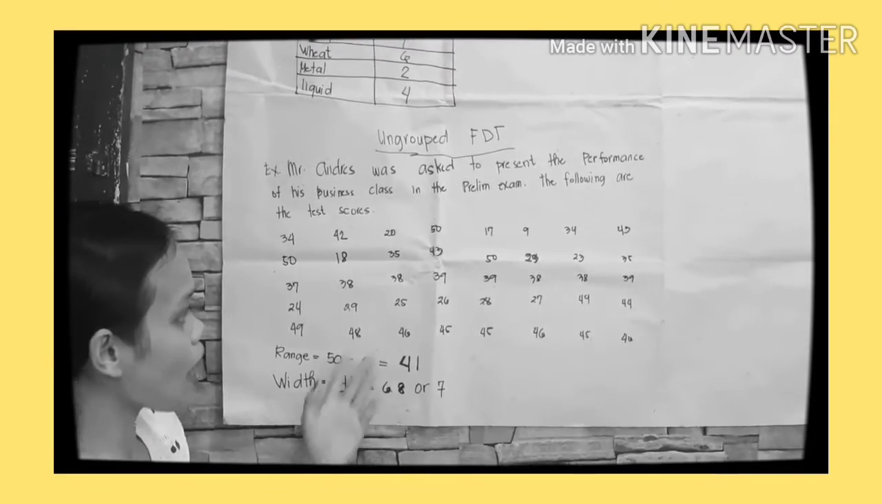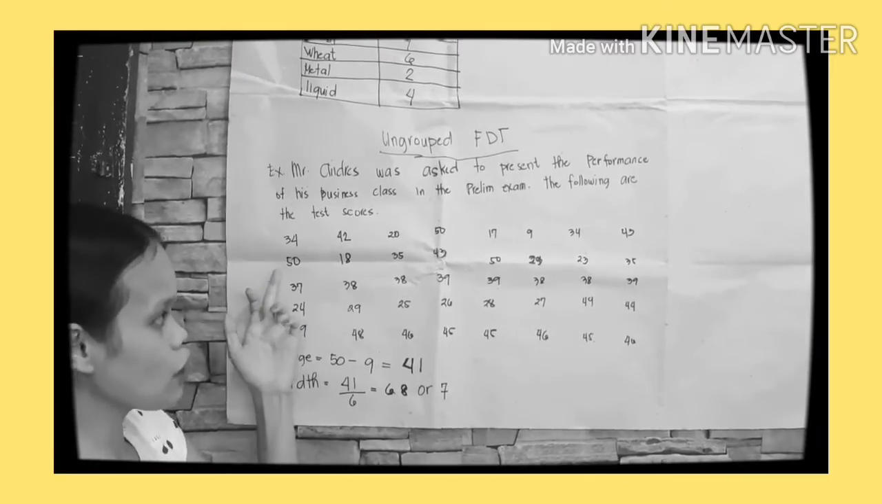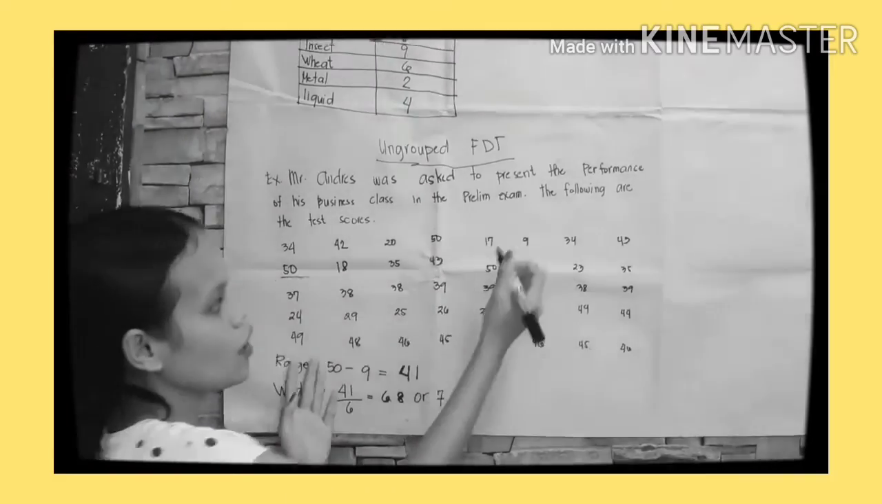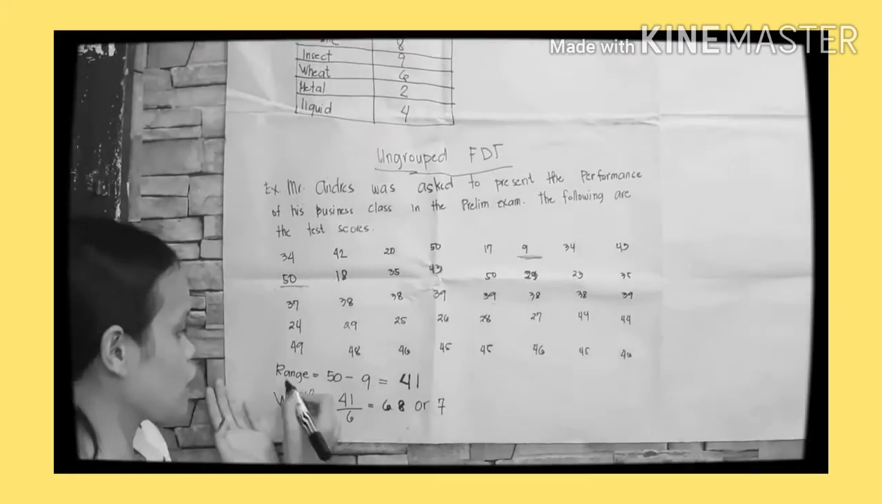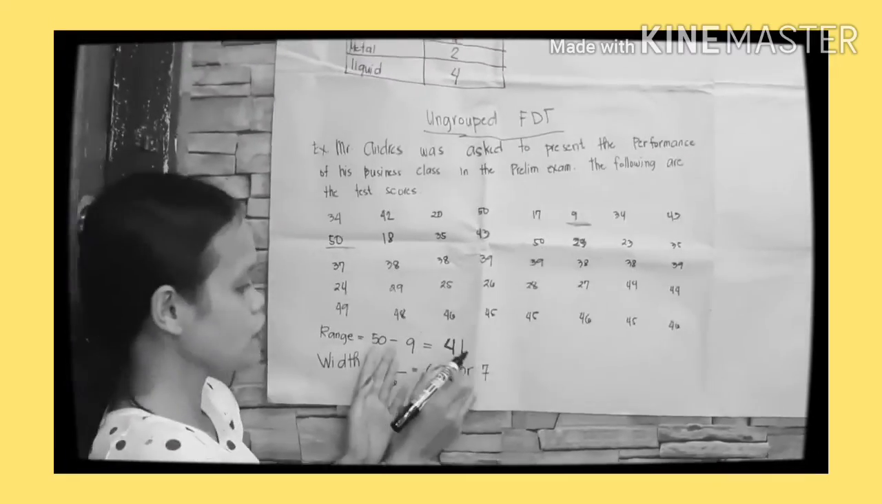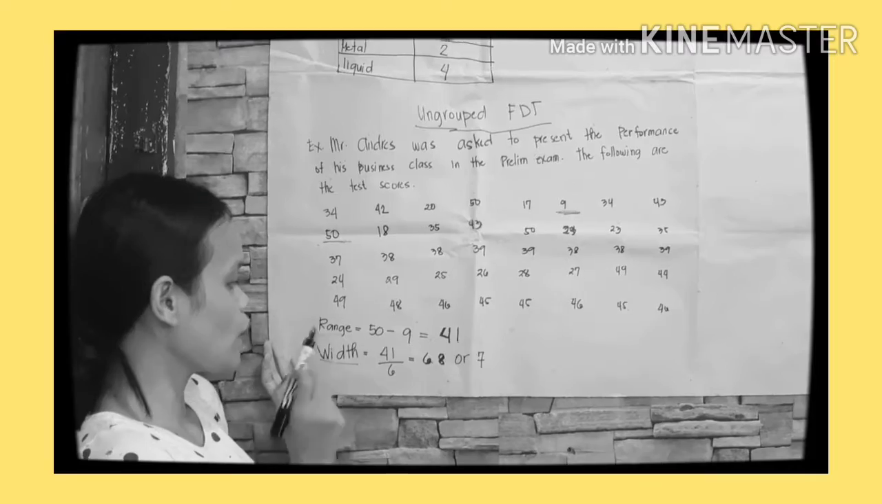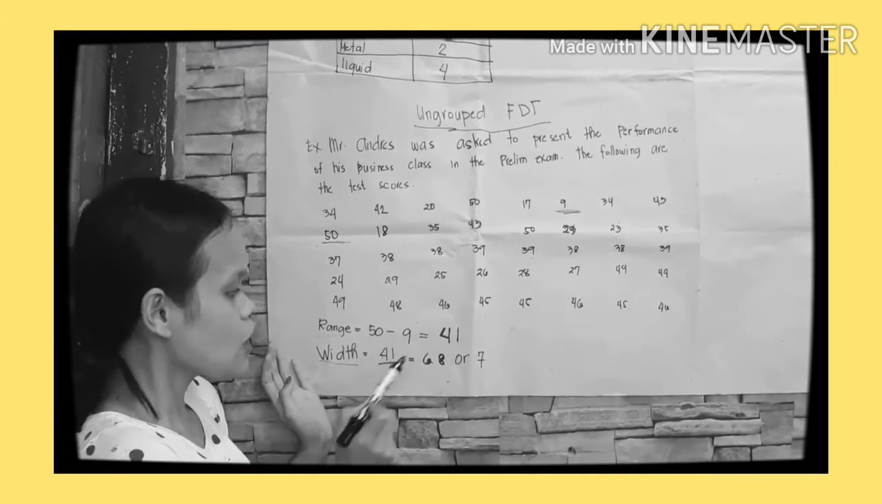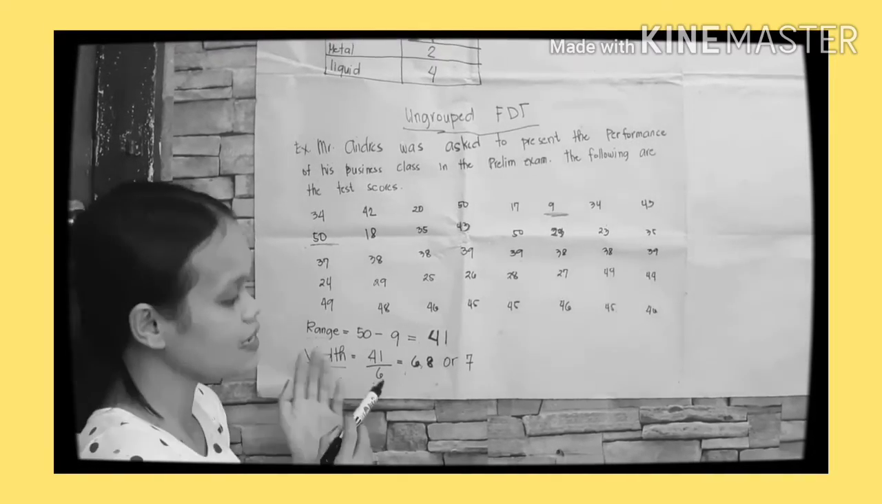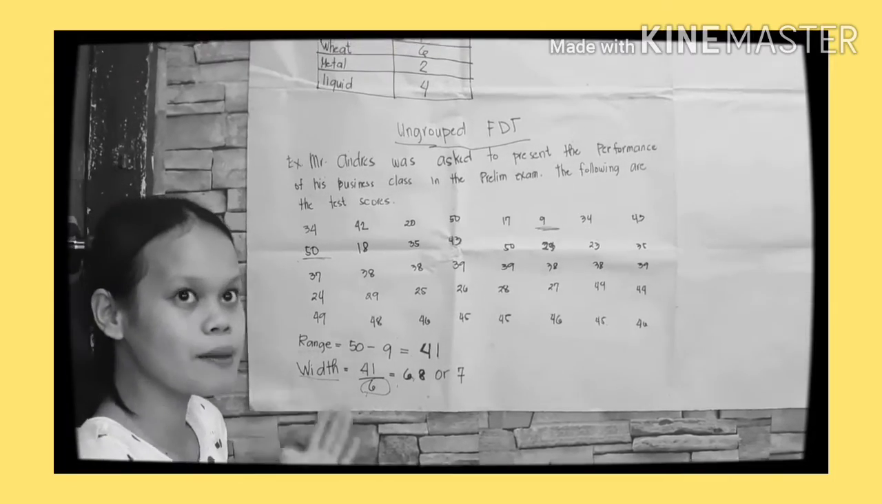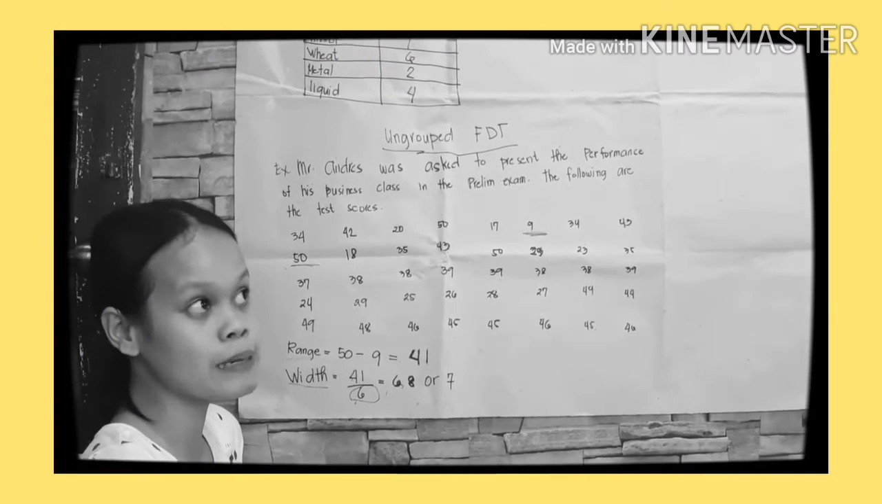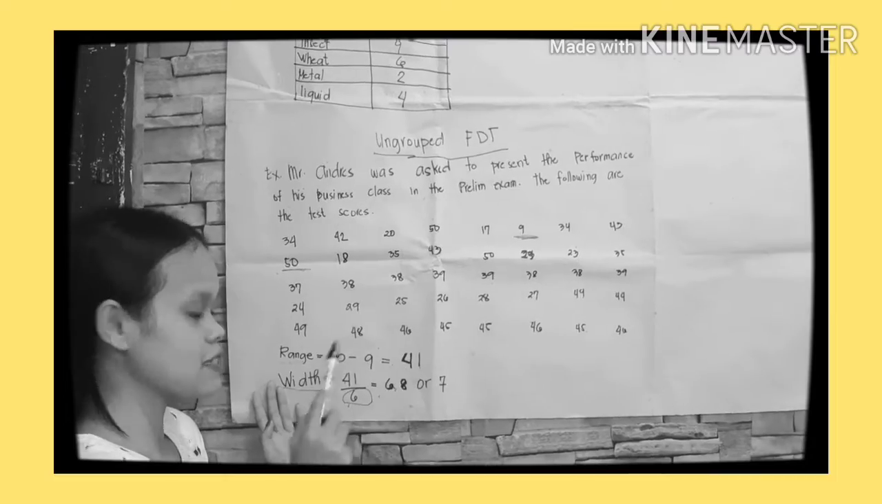So since the highest number of the set of data is 50 and the lowest number is 9, range is 50 minus 9 equals 41, and we're going to find the width. So width is 41 divided by 6, which is 6.8 or 7. So you will be asked, asa gikan ang 6? So ang 6 is always depend on your class intervals. Kung pinakabuok mo class intervals sa buhaton, so mauna siyang i-divide nimo sa difference sa range.